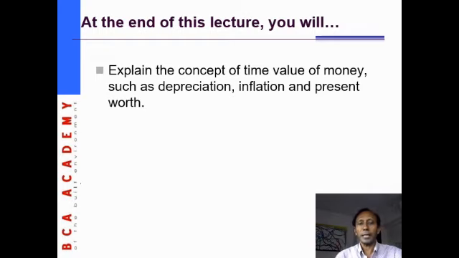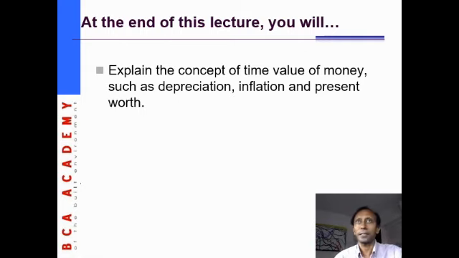So let me start explaining the concept of time value of money, which is dependent upon depreciation, inflation, and present worth. Let me take a simple example of the story of an egg. 50 years back, an egg would have cost maybe 5 cents. And today, if you go to NTUC and buy, one egg may cost you 30 cents. So 5 cents to 30 cents in 50 years.